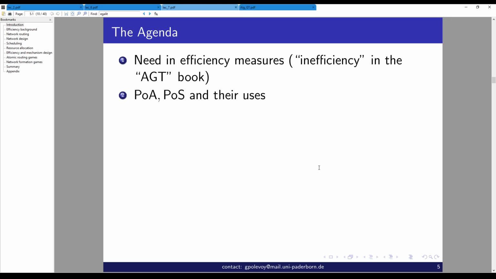so that we can sometimes say what we can guarantee, that's the price of anarchy, but we also can say what can be achieved if we pick the equilibrium ourselves, if we can enforce or at least recommend an equilibrium for the players. That's the price of stability.